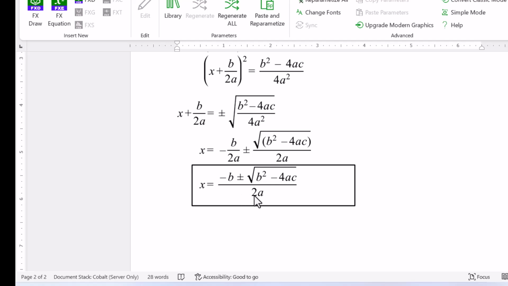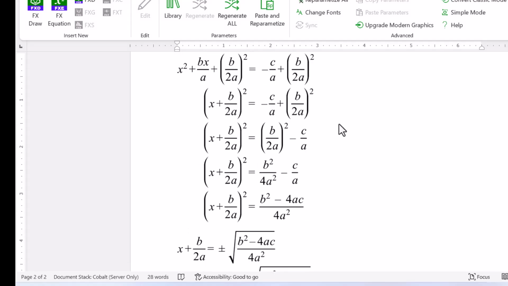So this is the quadratic formula. x equals minus b plus or minus the square root of b squared minus 4ac, all over 2a. So this is the quadratic formula.